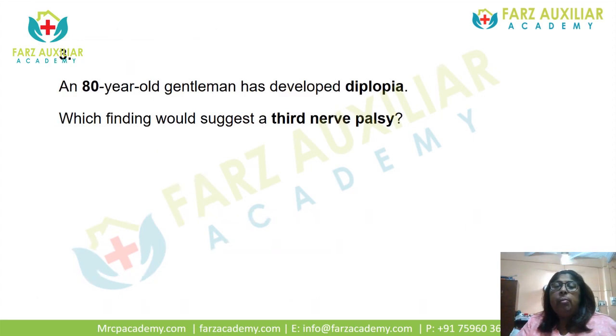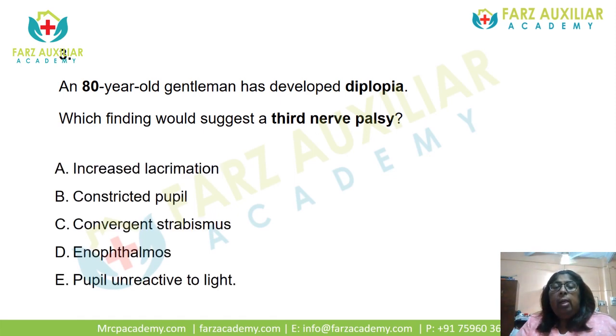Number 3. An 80-year-old gentleman has developed diplopia. Which finding would suggest a third nerve palsy? A. Increased lacrimation. B. Constricted pupil. C. Convergent strabismus. D. Enophthalmos. E. Pupil unreactive to light. The correct answer is E.